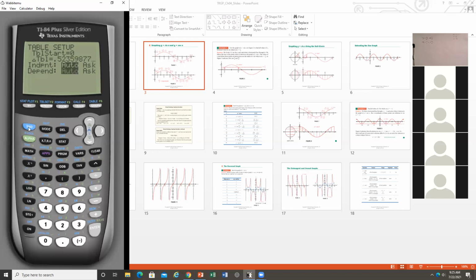Now, ladies and gentlemen, when you go to your table, second graph, you'll see your x values start at 0 and they will increment by pi/6 radians. So the sine of pi/6 is 0.5. The sine of 2pi/6, which is pi/3 radians, is about 0.8603. The sine of 3pi/6 radians, which is the sine of pi/2 radians, which is the sine of 90 degrees, is 1. Okay, and so you can scroll downwards.